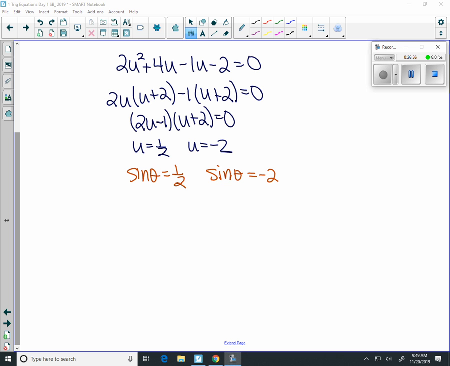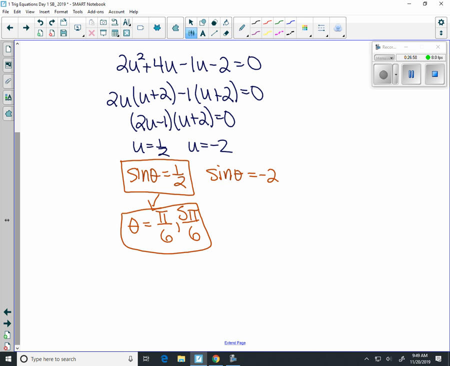So sine of theta equals 1/2 is going to give us a good solution. We've done this one several times today. So sine is 1/2 at pi over 6 and at 5 pi over 6. Is sine ever negative 2? No. No, our y value, if we think about our unit circle, our radius is 1. So that's the biggest value that we can have for sine or cosine.